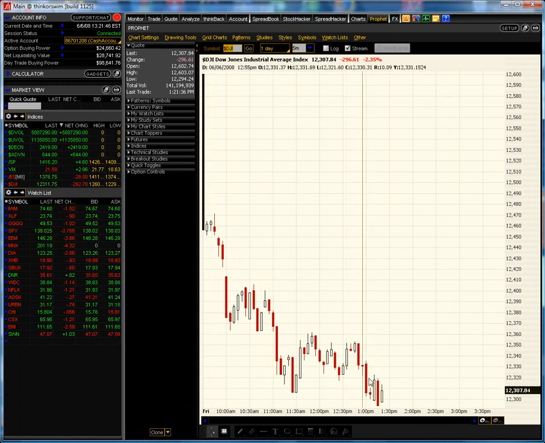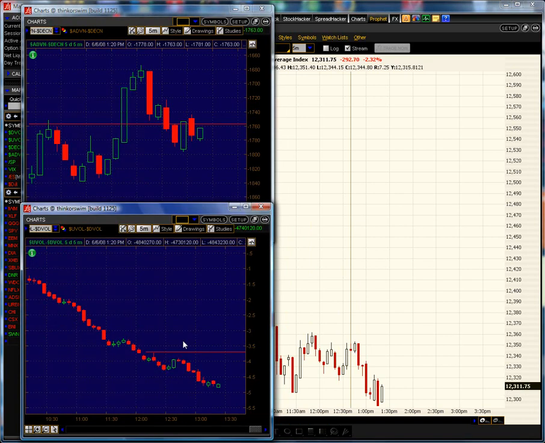Now, if you looked at price alone, you wouldn't really be able to determine the fact that there was a very smooth amount of selling going on in the market on a 5-minute by minute basis here. But if you looked at this indicator, you could see that it was a very, very steady increase in selling pressure throughout the day so far.